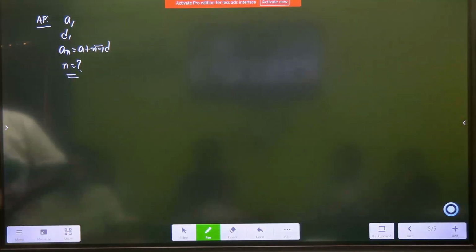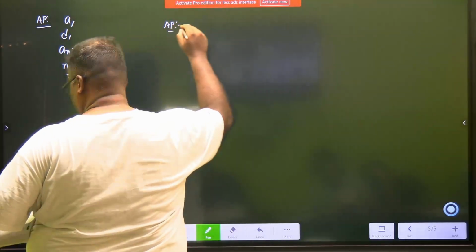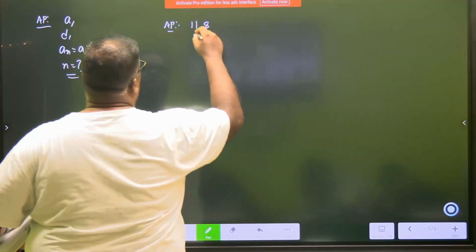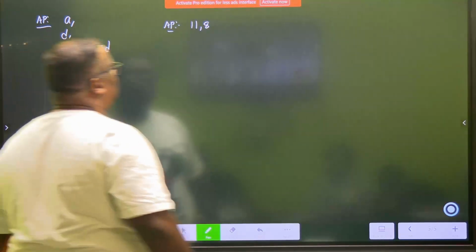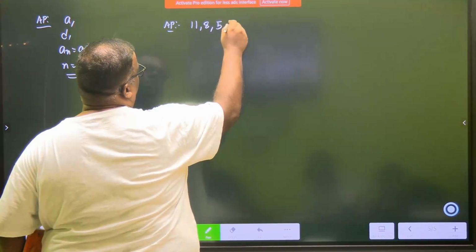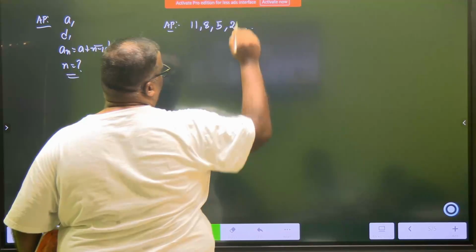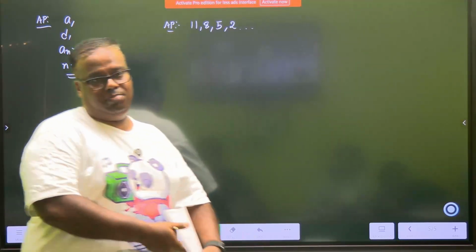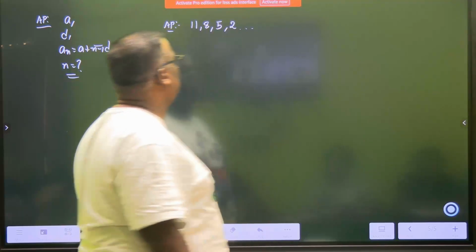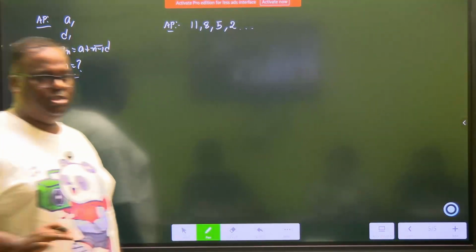I have an AP and my AP is designated in this manner. 11, 8. 11 and 8 means what is the difference? 3. So next term should be 5. Next should be 2. Very good. And then I put dot, dot, dot. It is an infinite AP, right? This is given to me. Whenever such a problem is given to me, two things are known to me. One is A and one is D. ये दो तो मुझे पता चल गया.